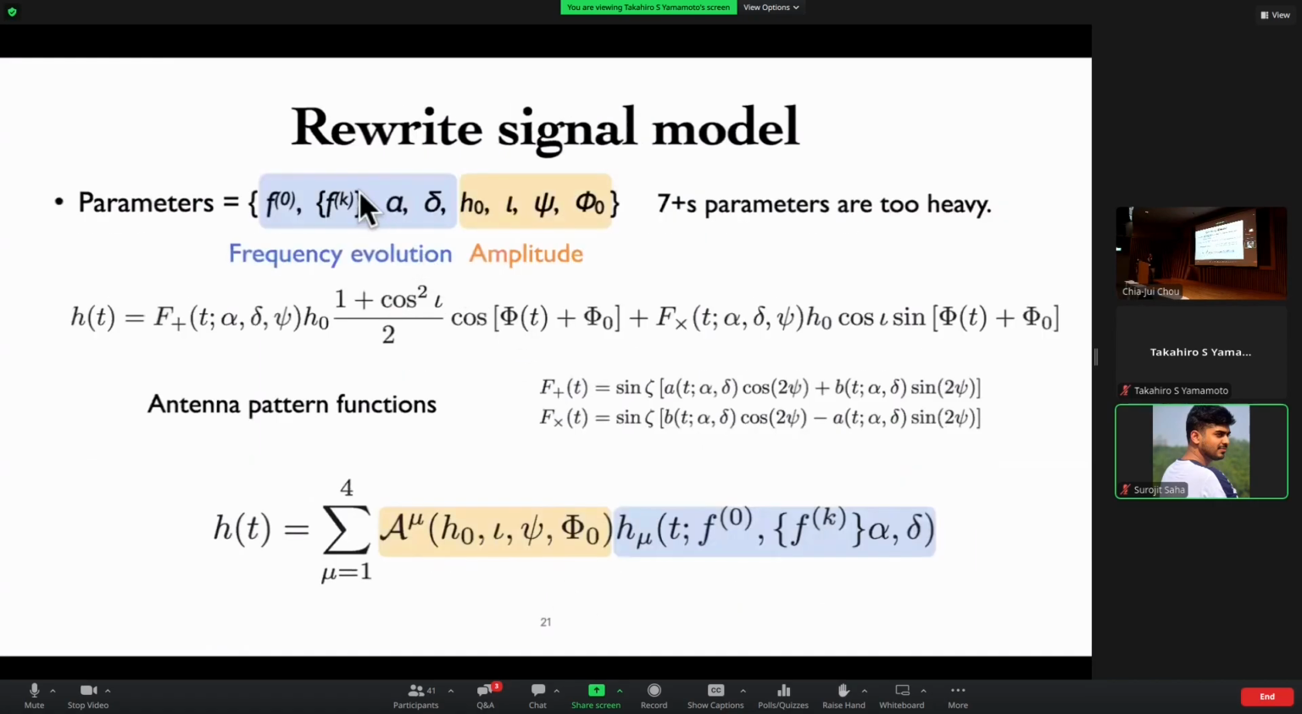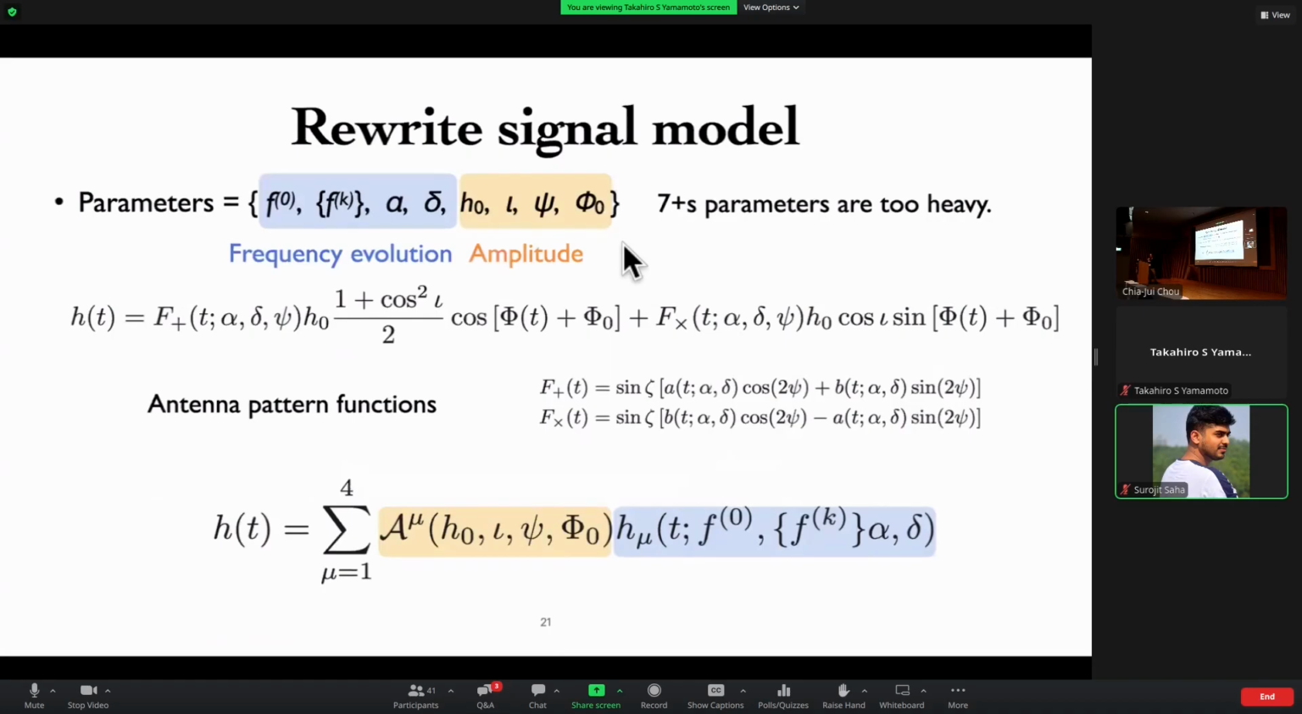And so here we rewrite the signal model. The point is that we have many parameters to be searched. So for F0, F1, and so on, and alpha and delta, the sky position of the source, and the amplitude of the gravitational wave, and inclination angle, polarization angle, initial phase. So here's 7 plus S parameters. Typically 7 or 8 or 9 parameters. Searching over so many parameters is too heavy to carry out.